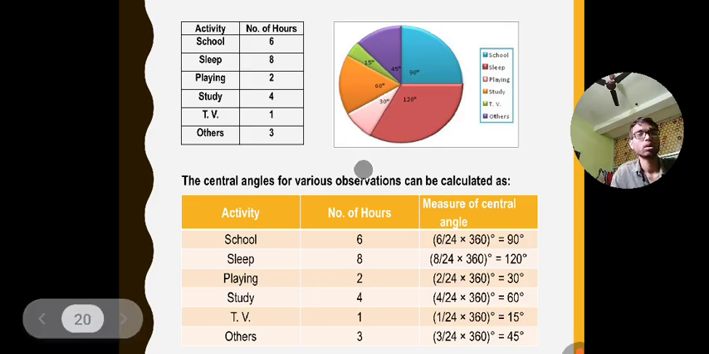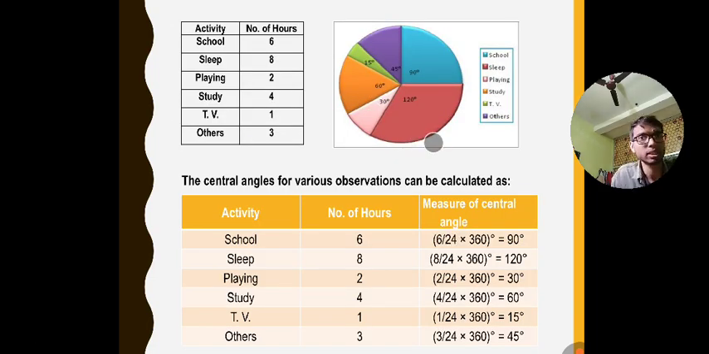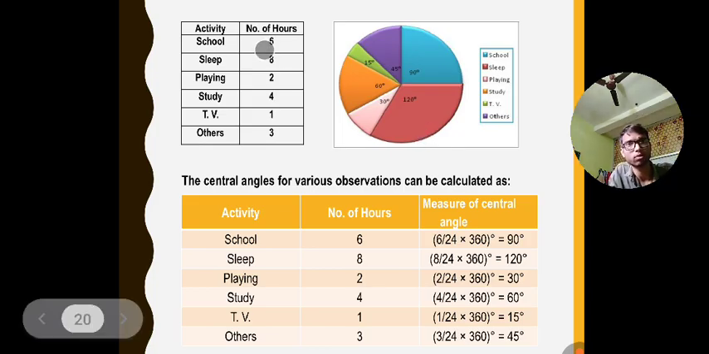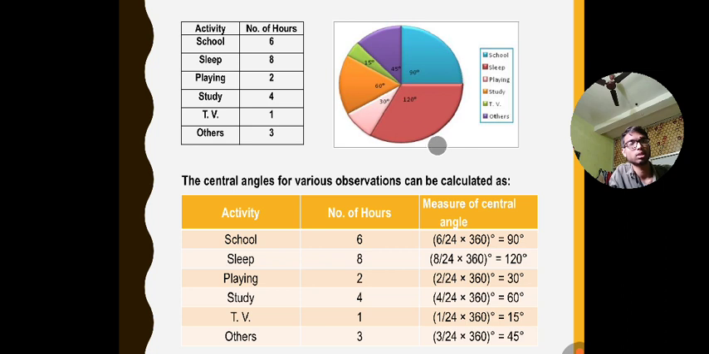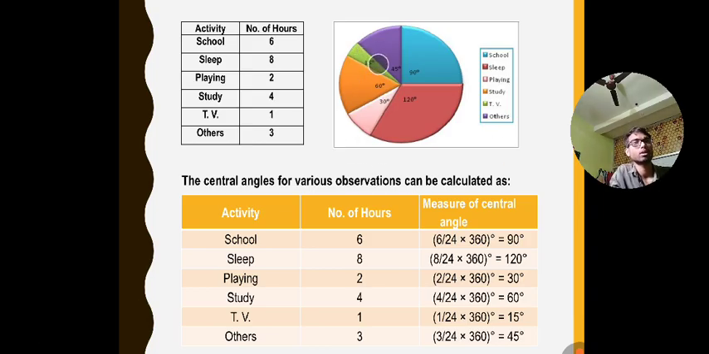This is how this question can be represented. Here we are saying this much is more: school has the larger number of hours, and then these are less. Then this, then this. Here this would be TV, and this would be school. Like that we can understand.